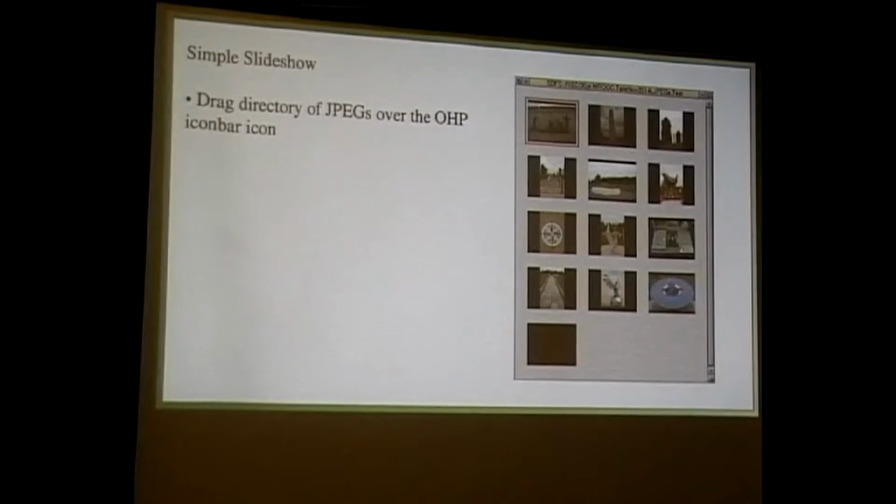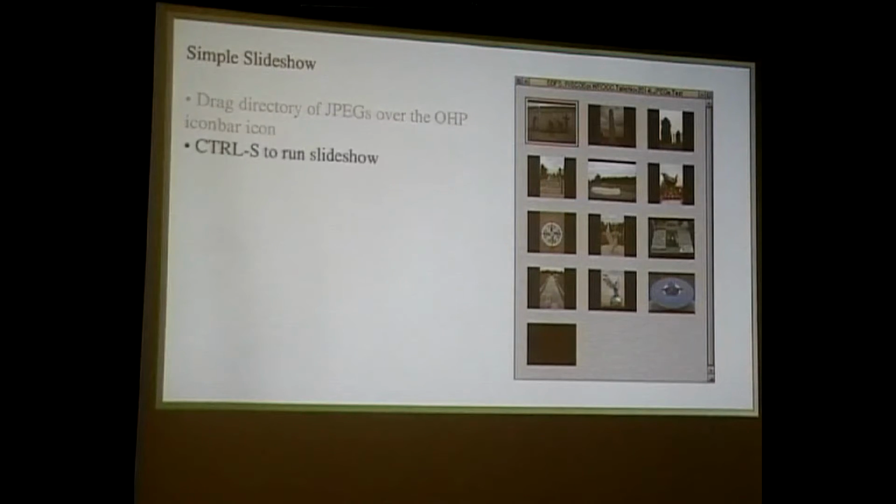It's very easy to say what you're doing. You drag your directory of JPEGs, images, over the icon bar, which I'll show you in a moment, and it comes up with that little thumbnail window. Is anybody familiar with this? Buddy? You've got that? Yes. Anybody else? No.